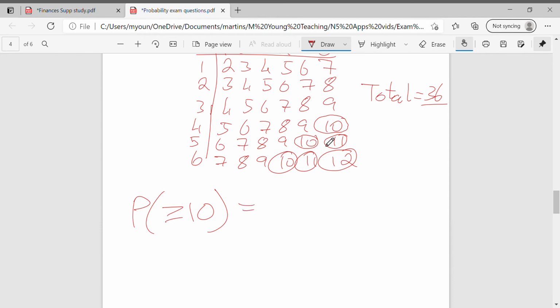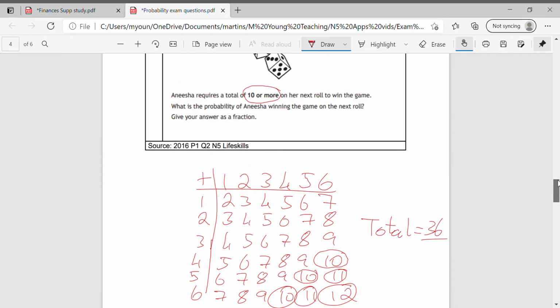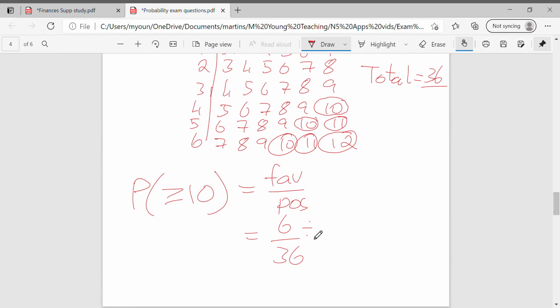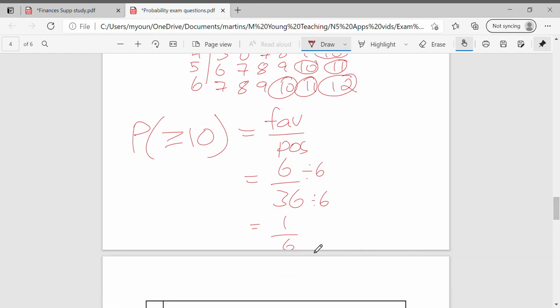And probability is favourable over total number of possibilities. Favourable in this case is the chance of winning, and there's 6 chances of that happening out of a total number of 36 possibilities. And we're asked to give a fraction, but you're always going to be expected to simplify. I can divide both top and bottom there by 6, so that's just a 1 in 6 chance that that person's got of winning. Alright, next question, last one.